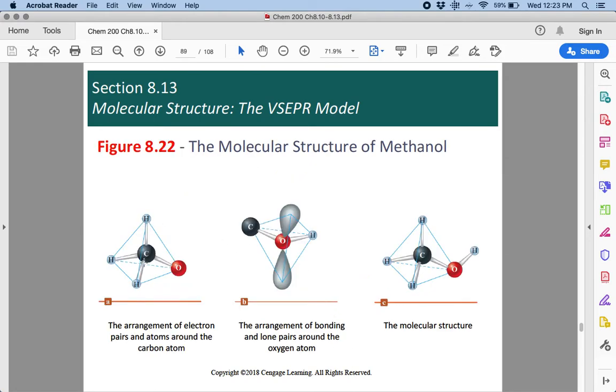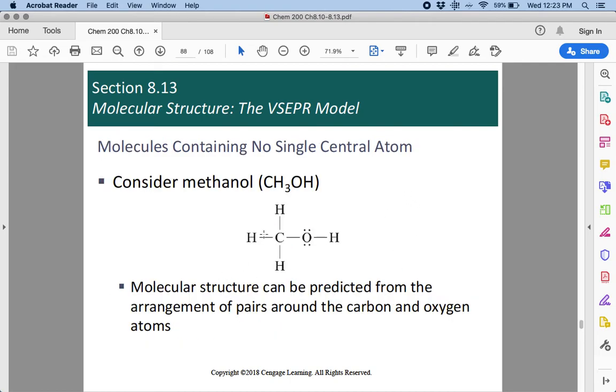So when we look at our carbon, we count 1, 2, 3, 4 electronic groups around our carbon, no lone pairs. So the electronic geometry for this carbon would be tetrahedral. The molecular geometry for this carbon would be tetrahedral. We look at the oxygen. I count 1, 2 bonding pairs, 1, 2 lone pairs, for a total of 4 electronic groups around the oxygen. So electronically, this is also tetrahedral. However, because we have 2 lone pairs, this oxygen will be bent in its molecular shape.